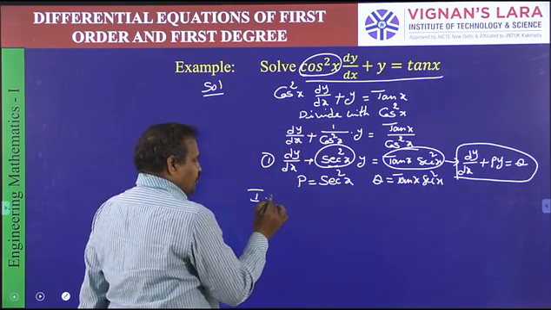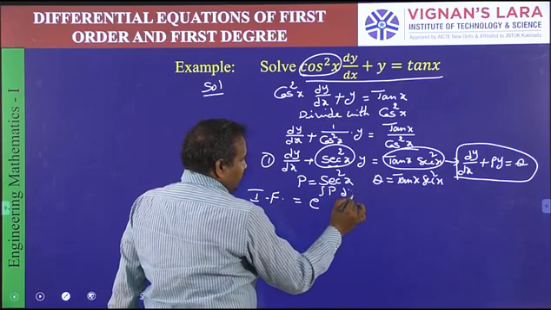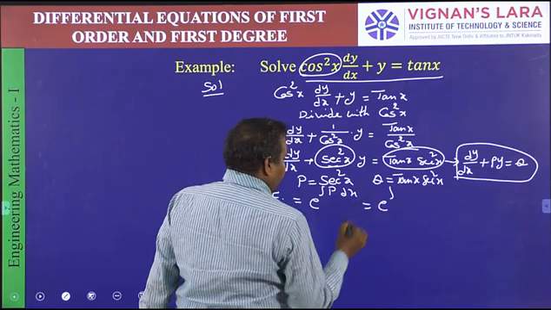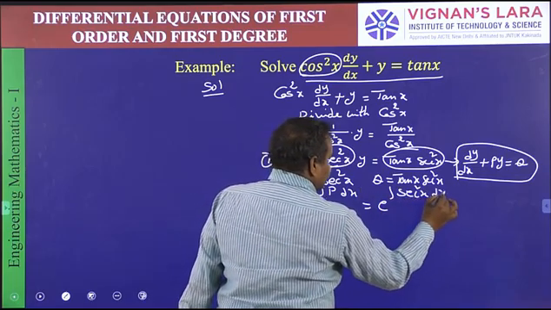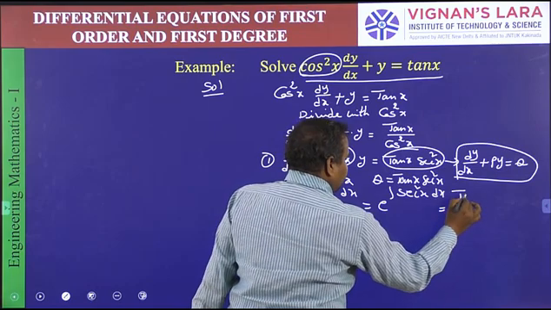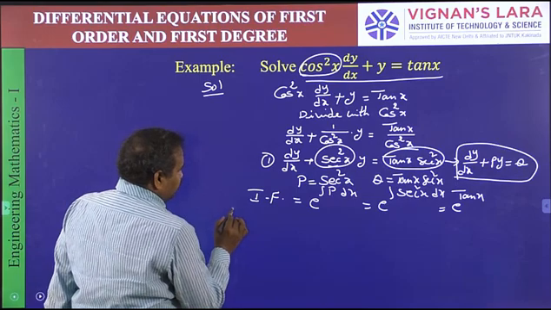Now the integrating factor. What is the formula of the integrating factor? e power integral p dx. That is e power integral secant square x dx. The integration of secant square x is tan x. So the integrating factor value is e power tan x.